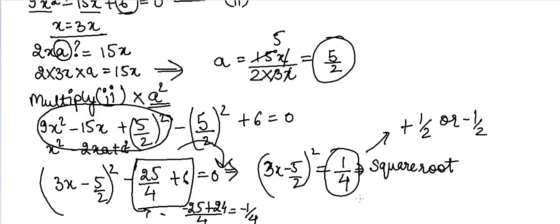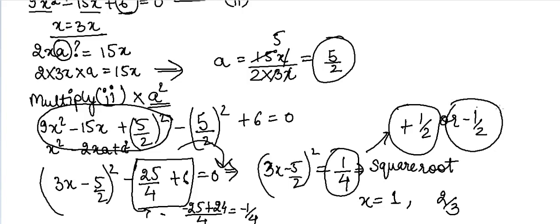Okay, so your x comes out as 1 and your second x comes out as 2 by 3, right? You have to take first as 1 by 2 and then negative as minus 1 by 2. So this was your completing square method. Now we are left with only one method, that is the basic quadratic formula.